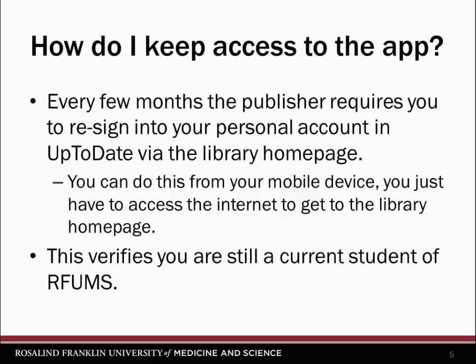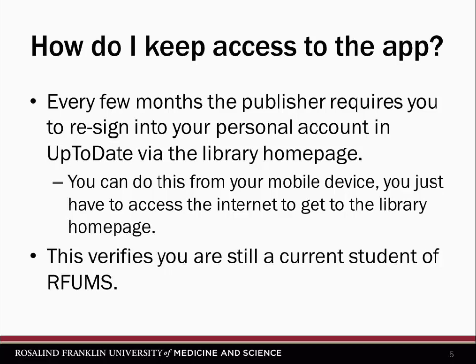So one question students often have is, how do I keep access to the app? Every few months, the publisher requires you to re-sign into your personal account in UpToDate via the library homepage. You can do this from your mobile device. You just have to access the internet to get to the library homepage. This verifies you still are a current student at RVMS.